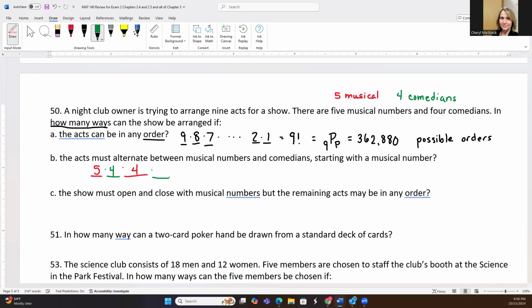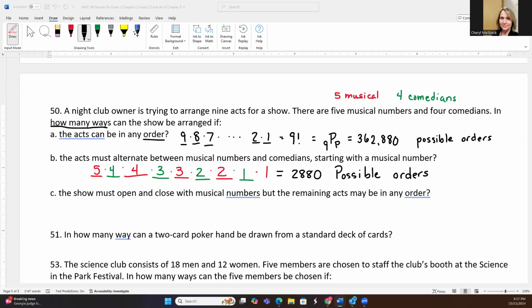And then we're going to alternate. So now we're going to the 4 comedians, but we already chose one comedian. So this would be 3, et cetera. So for this problem, we must alternate. And it was 5 times 4 times 4 times 3 times 3 times 2 times 2 times 1 times 1, that's 9. You can count them. Multiplying it out, we get 2,880 possible orders.